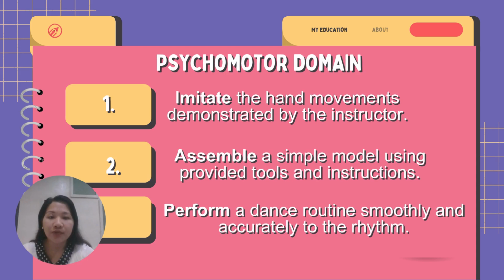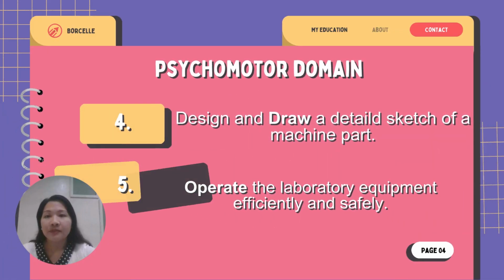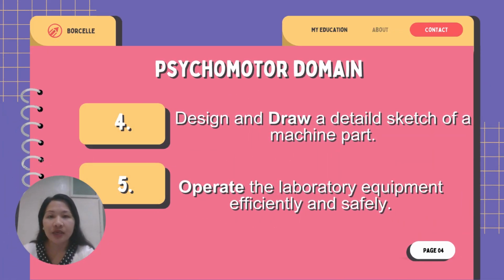And next is number four, design and draw a detailed sketch of a machine part. The verb used is draw. This activity belongs to the psychomotor domain at the articulation or adaptation level. Drawing a detailed sketch requires coordination and consistency of movement. The act of modifying the blueprint shows the student can adapt a standard physical skill, like drawing, to fit a new non-routine requirement, demonstrating flexible motor skills.